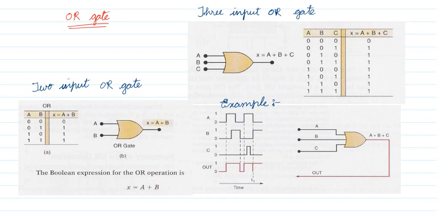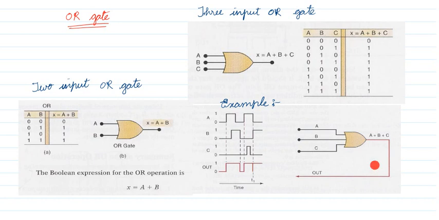For the OR gate, the combination is: when A and B are both 0, the output is 0. When any one of the inputs is 1, the output is 1. A is 1, B is 1 means output is 1. Even when A is 1, output is 1. When B is 1, output is 1. This is the truth table for the 2 input OR gate. I can extend this for a 3 input OR gate. For 3 inputs, A, B, C are the inputs, X is the output, represented by A or B or C. When one of the inputs is 1, output is 1. Here C is 1, so output is 1, B is 1, output is 1, here B and C are 1, 1. We can say only when all the inputs are 0, the output is 0. Now we'll see an example.